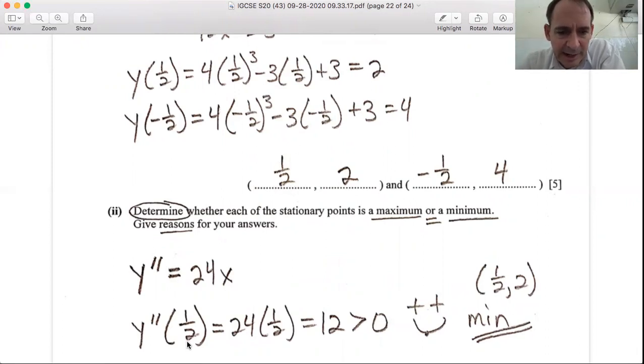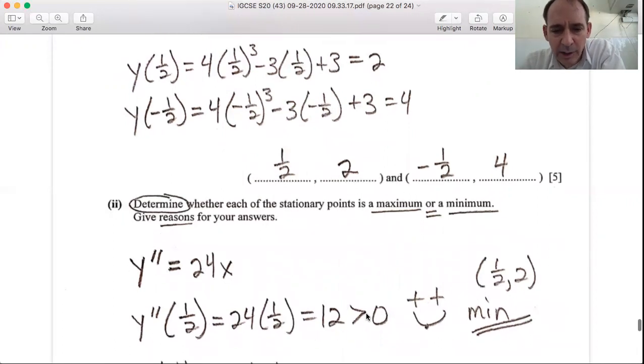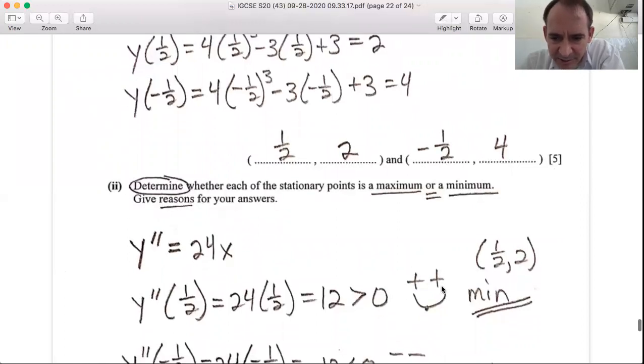Now we're going to plug our x values into the second derivative. So we plug in 1/2. 24 times 1/2 is 12. Now 12 is a positive value. So notice I put these little positives here. It's a smiley face. Smiley face means that this particular set of coordinates, the 1/2, 2, is a minimum. It's at the bottom of the smiley face.